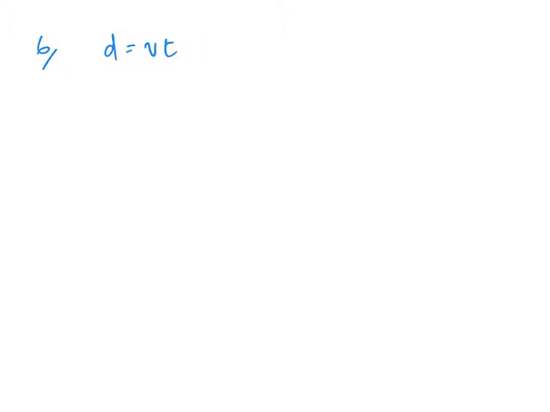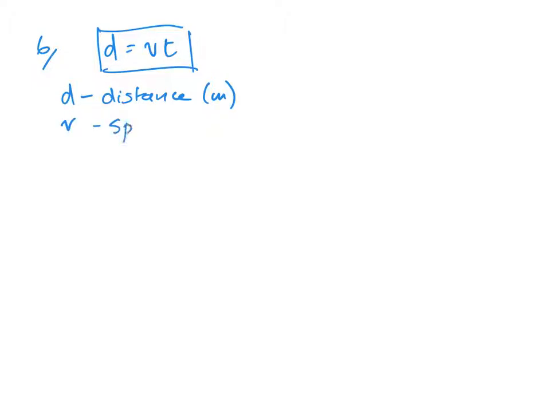They both mean the same thing, but this one is easier to rearrange if you're trying to work out something that's on the right-hand side. Put a box around it when we introduce a new formula, and we define what all the symbols stand for. d is distance, so it's got to be in meters. So if it's in centimeters, you'd need to convert it. And our speed then will be written as meters per second.